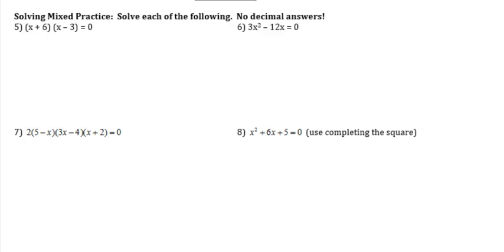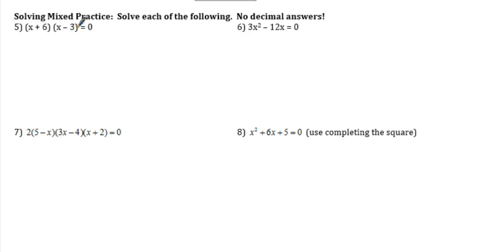Alright, so let's follow through here. We have our choice of methods for a lot of these. We are going to force you to use completing the square here, but we have our choice of methods for a lot of these. So solving this one, number 5 is already factored for us. So this is actually very simple.